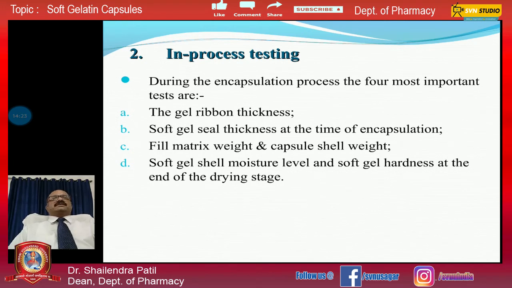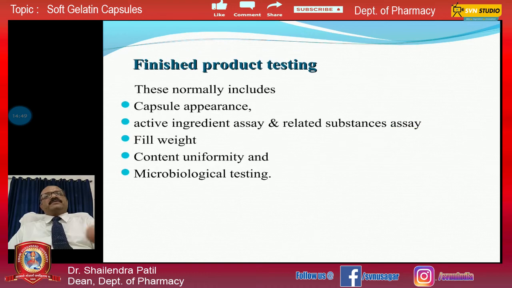Coming to the in-process testing of these soft gelatin capsules, during the encapsulation process, the most important tests are required. You have to check the gel ribbon thickness, the soft gelatin seal thickness at the time of encapsulation, the filling matrix weight and capsule shell weight, the soft gelatin shell moisture level, and the soft gelatin hardness at the end of the drying stage. This testing you have to perform during the in-process.